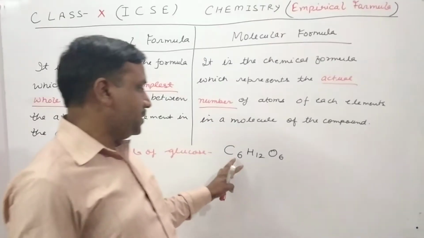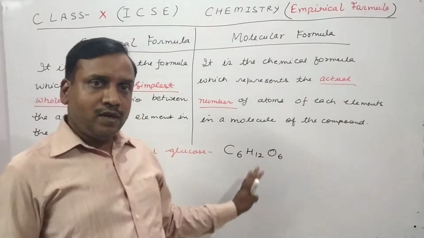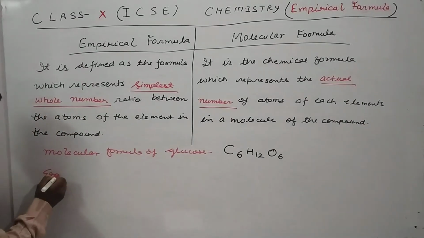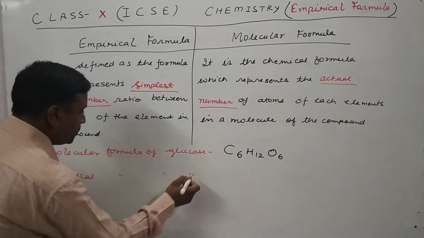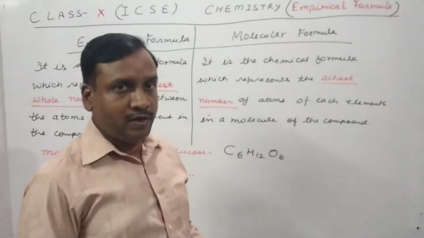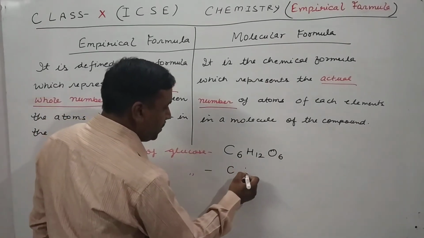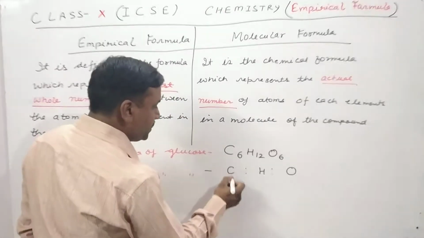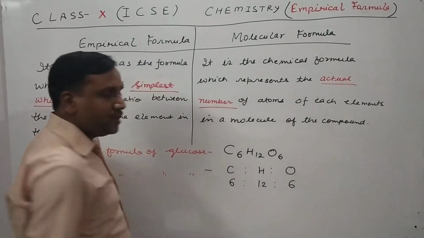Here you can see that there are 6 atoms of carbon, 12 atoms of hydrogen and 6 atoms of oxygen. So it represents the actual number. But what will be the empirical formula of glucose? Empirical formula represents the simplest whole number ratio. You will have to calculate the simple whole number ratio among carbon, hydrogen and oxygen. Here are 6 atoms of carbon, 12 atoms of hydrogen, again 6 atoms of oxygen.